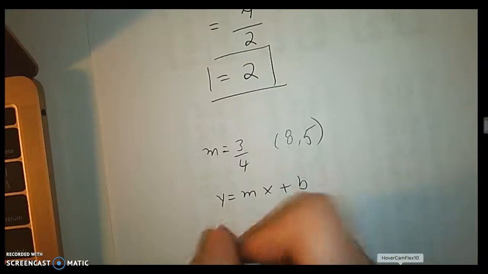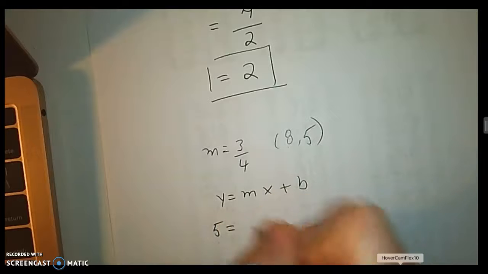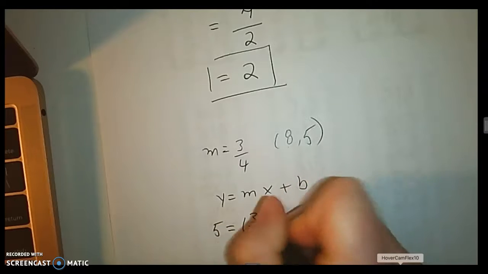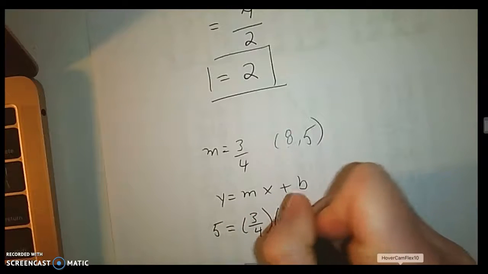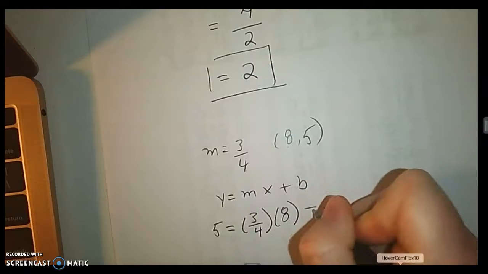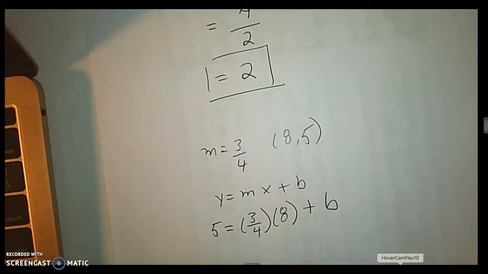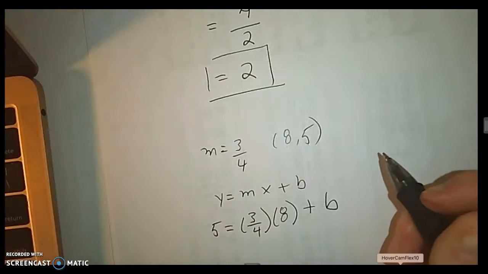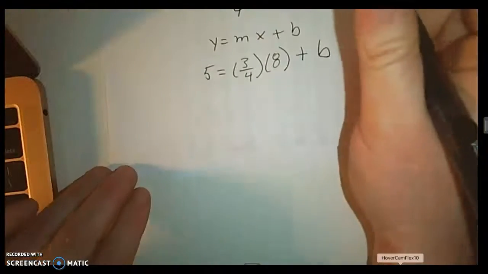So what that looks like, I'm going to put my y value in there. I'm going to put my slope in here. I'm going to put my x coordinate in here. And then b is the only thing that's left as a variable or a letter. Okay, so I can solve for that.